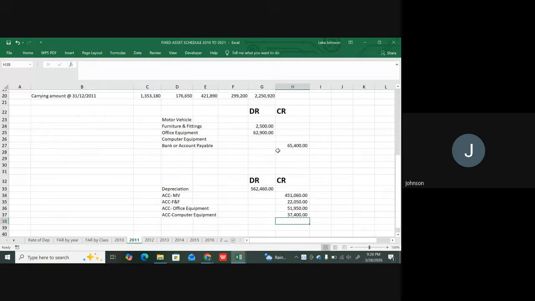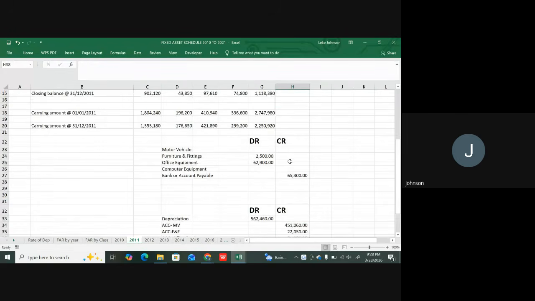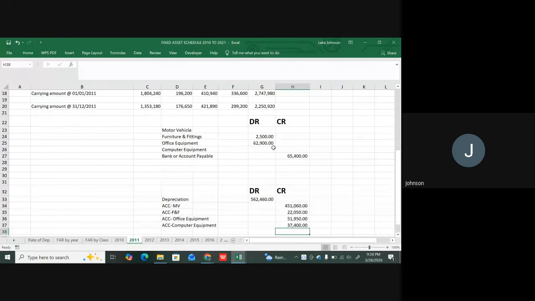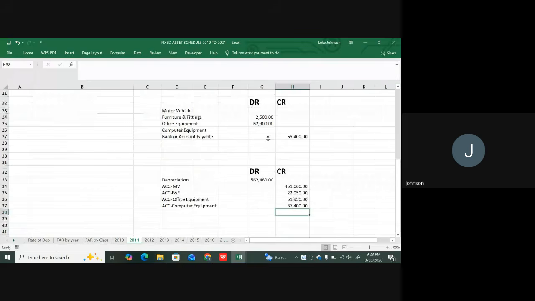So each of the years, there are different things that you're going to do. This is what you're going to do as this thing is happening. Yes, this is correct. This is the right treatment. So this is what you're going to do for this year, 2011.